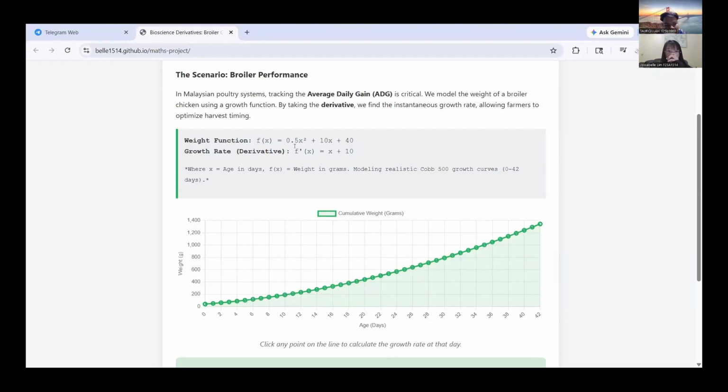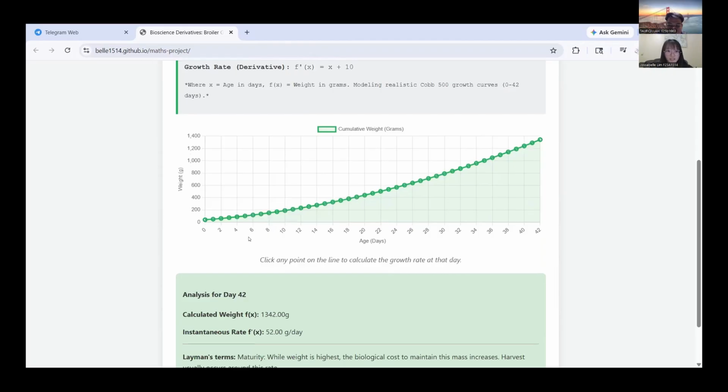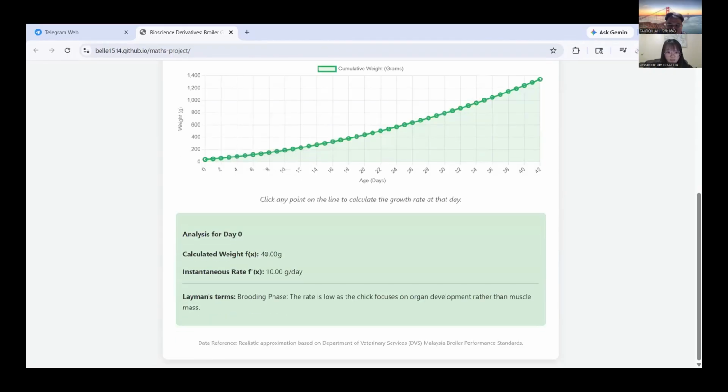The weight function f(x) equals 0.5x squared plus 10x plus 40, and the growth rate derivative f prime of x equals x plus 10, where x is age in days and f(x) is weight in grams. So this is day 0. Calculated weight is 40 grams, and the instantaneous rate is 10 grams per day.